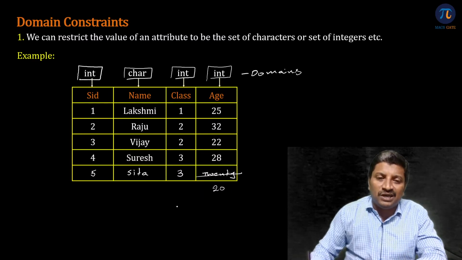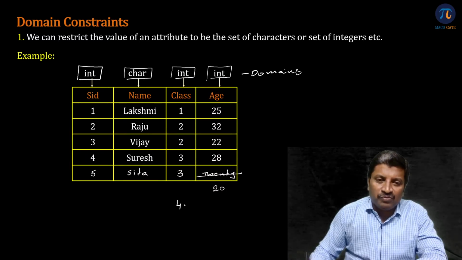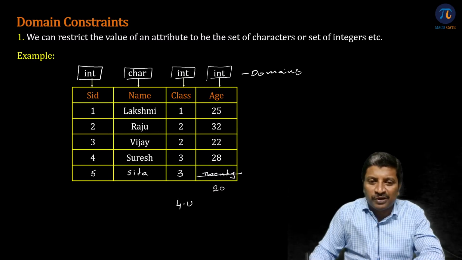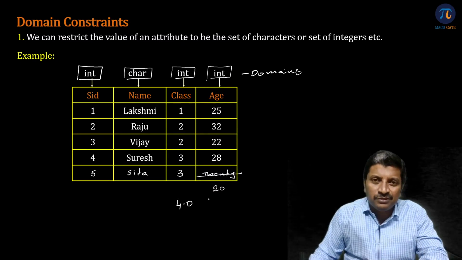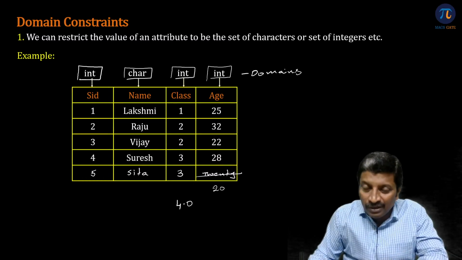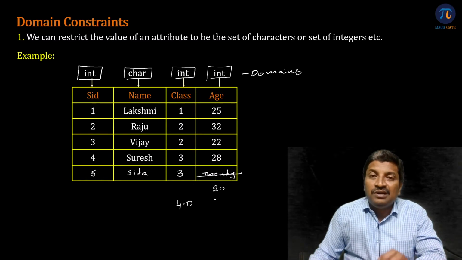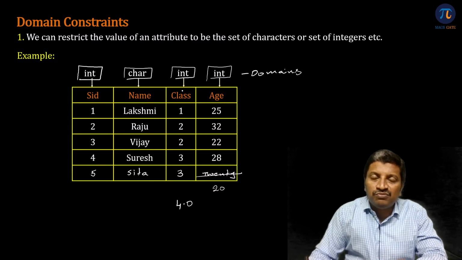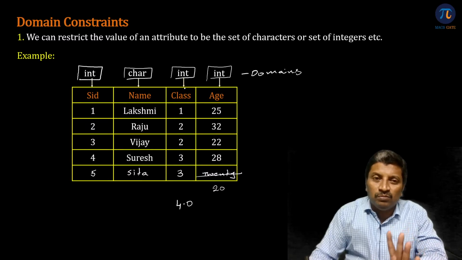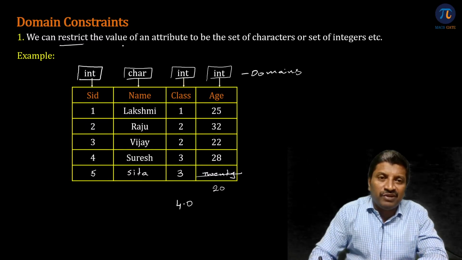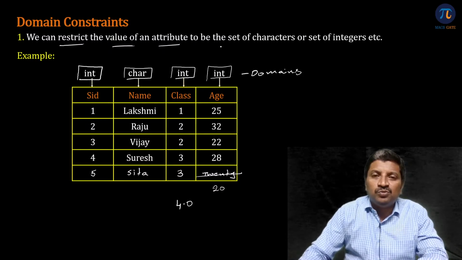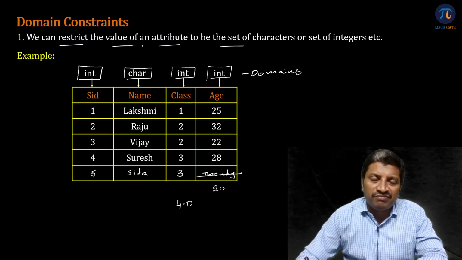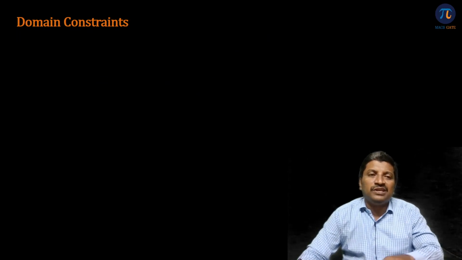Similarly, suppose in the class I am supposed to write 4, but instead of 4, because of my mathematical knowledge, I write 4.0, since 4 and 4.0 are both the same. Of course they are the same, but at the time of creation, we promised that the values of the class are integers. So we should not violate that rule. We can restrict the value of an attribute to be the set of characters or the set of integers. This is our first constraint. Let's go to the next one.